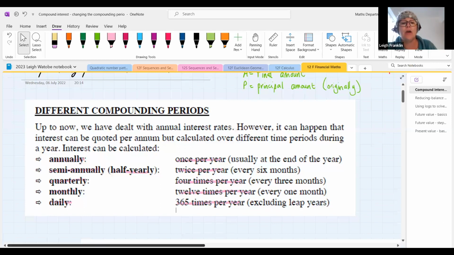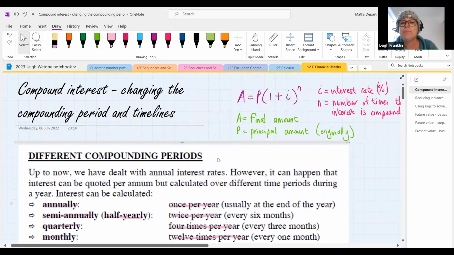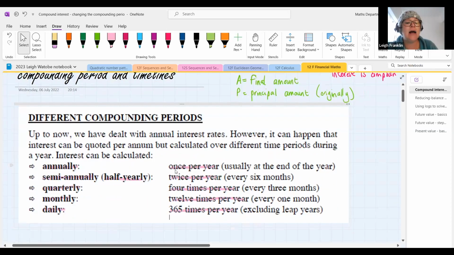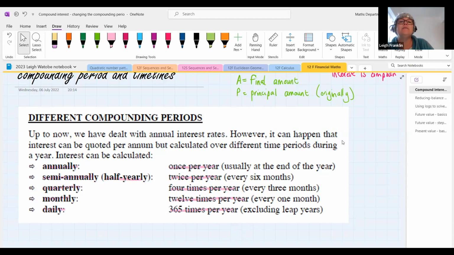So for example, if I say that the interest is compounded semi-annually and money is invested for 3 years, what would the value of n be? I'm going to say that again. If money has been invested for 3 years and it's compounded semi-annually, what would the value of n be in this case?